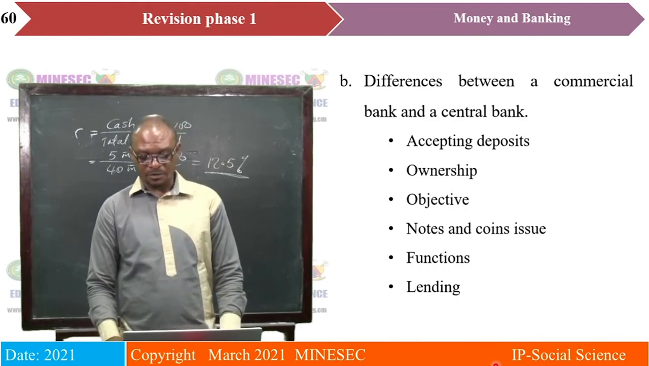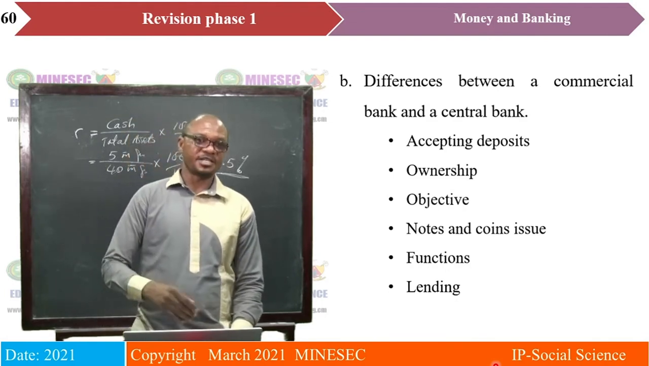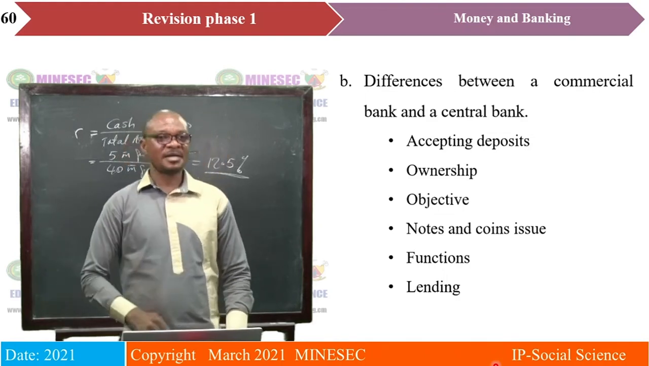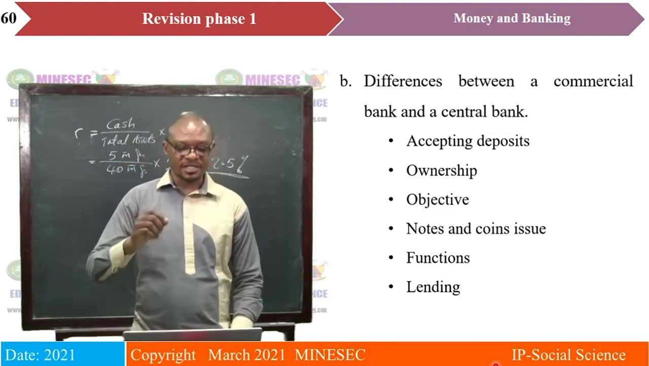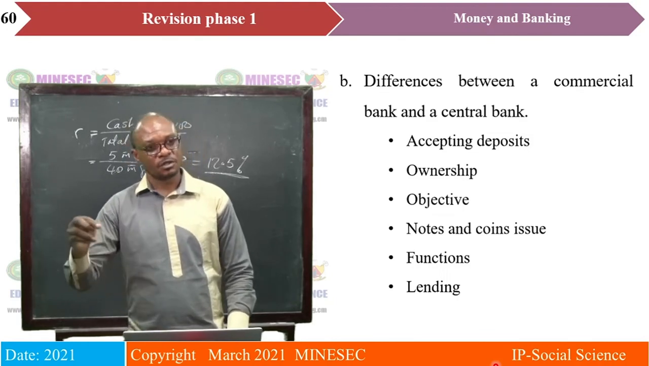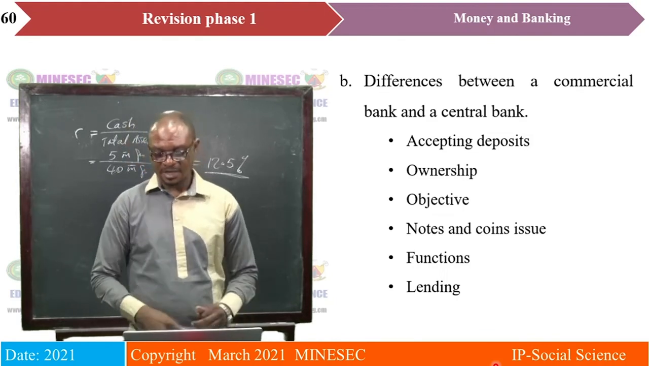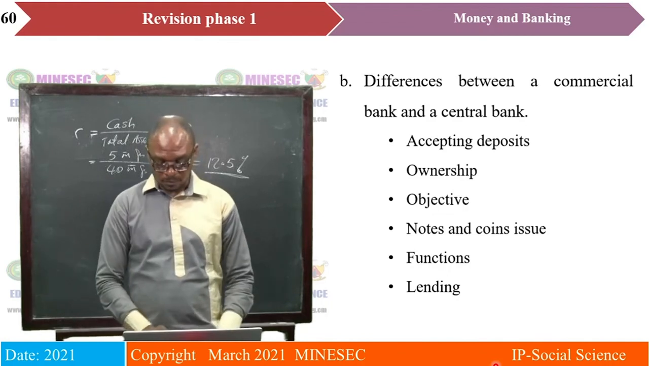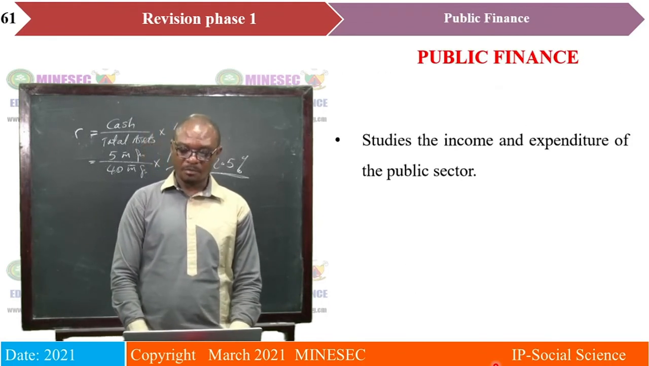And then in terms of lending, the central bank lends only to commercial banks. When they are giving loans, they give out loans to the commercial banks. The commercial banks give out loans to any member of the general public.